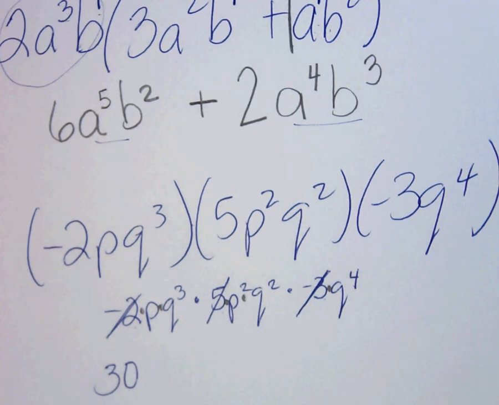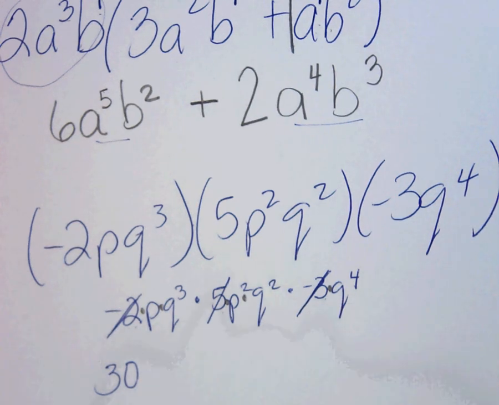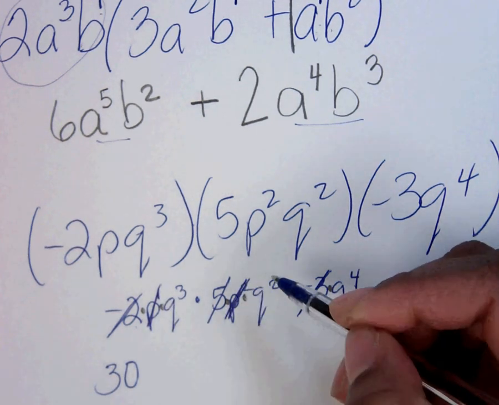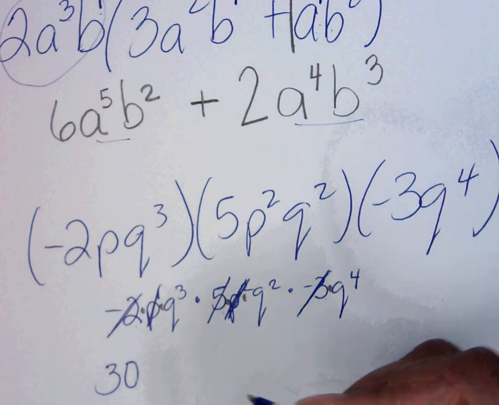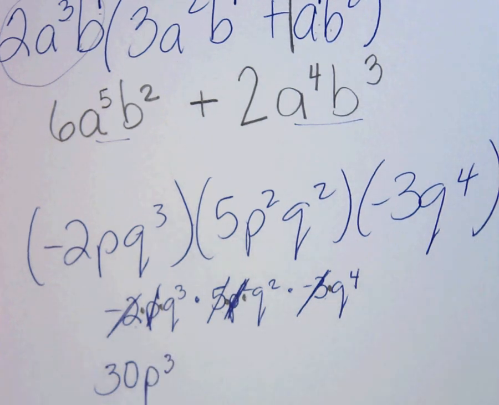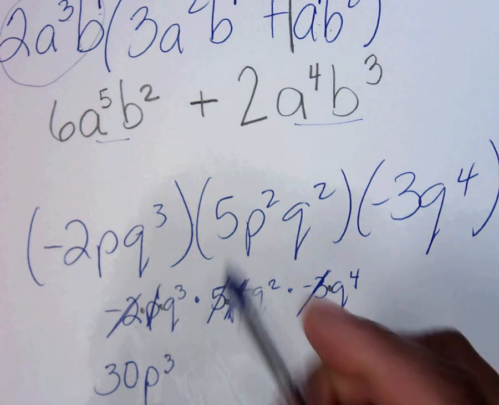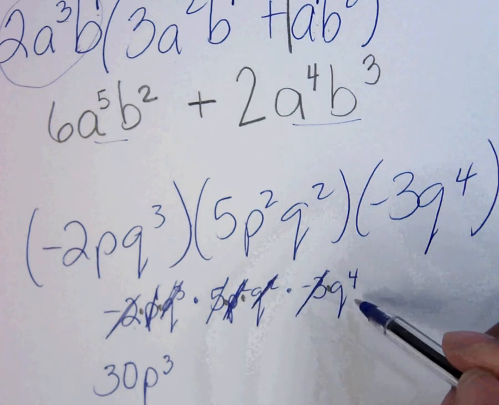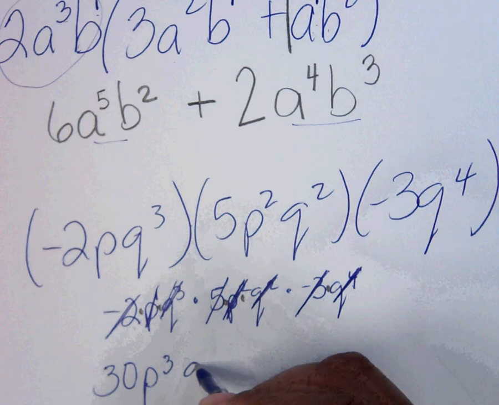Okay, now let's find the letters that are alike and add their exponents because we're multiplying. So this has a 1, so 1 plus 2 is 3. Okay, p to the 3. You can say p cubed or p to the third power, p raised to the third power. Let's do the q's. Okay, 3 plus 2 is 5 plus 4 is 9.